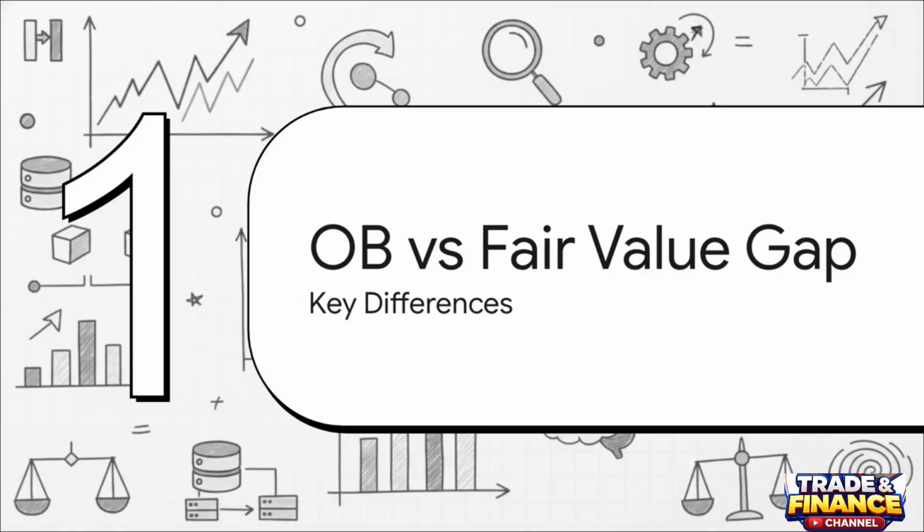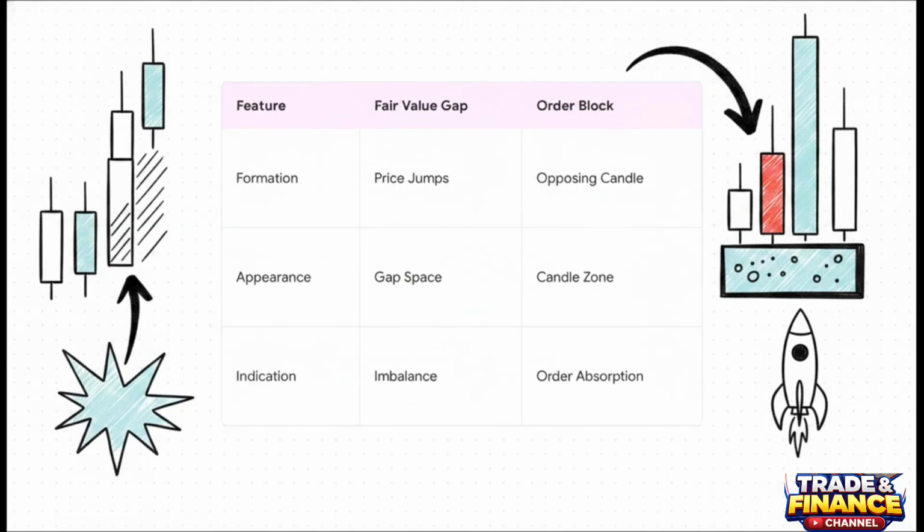Okay, Section 3, Order Block versus Fair Value. As we dig deeper, we absolutely have to clear something up because people mix these two concepts up all the time. A fair value gap represents an extreme price imbalance. It's that visual gap between candle bodies where price just jumped so fast it left empty space.